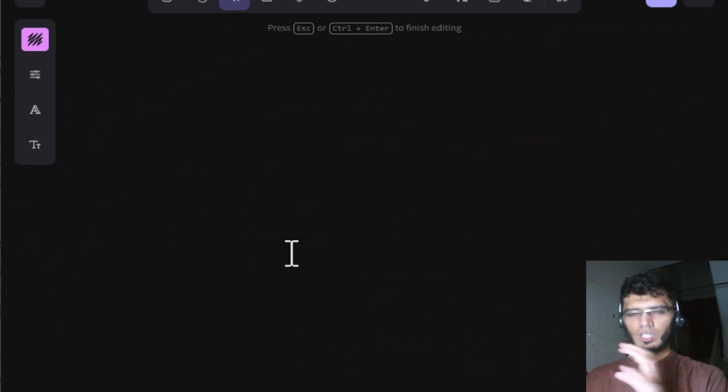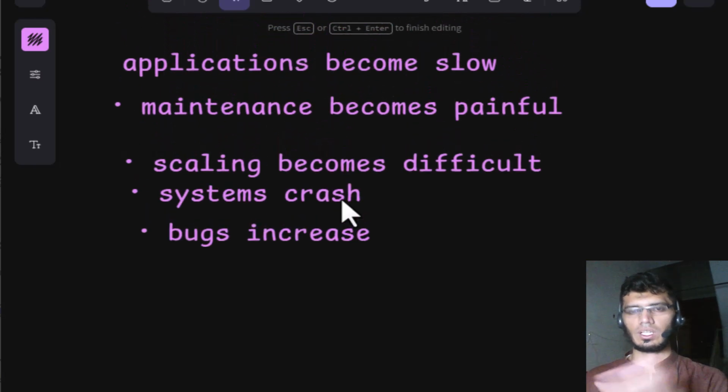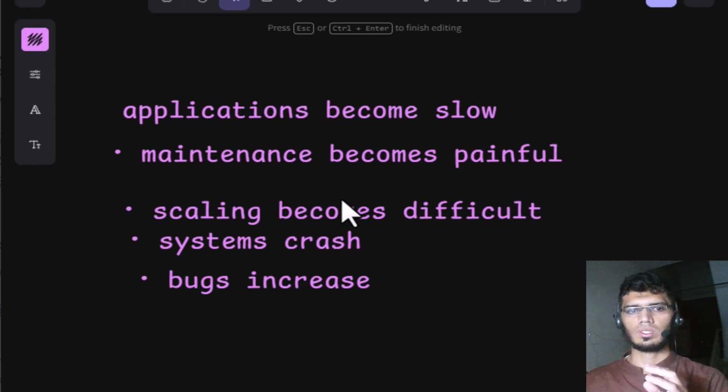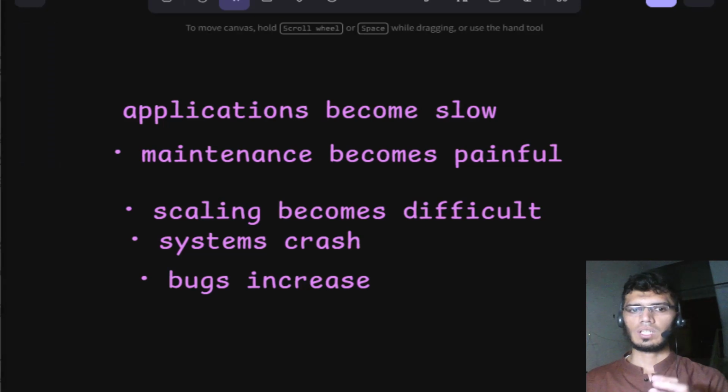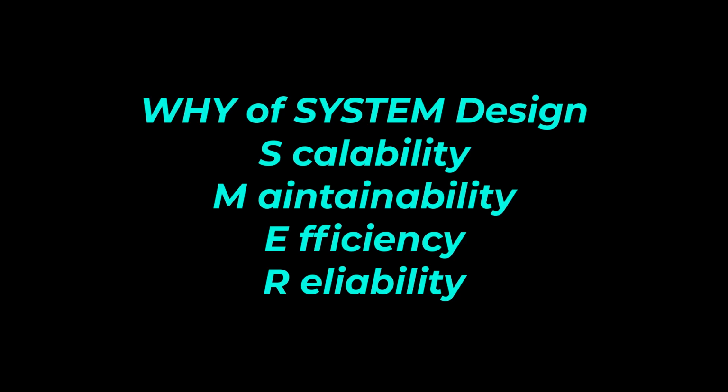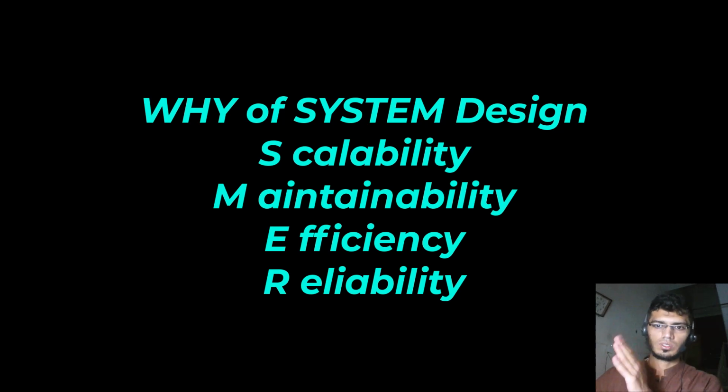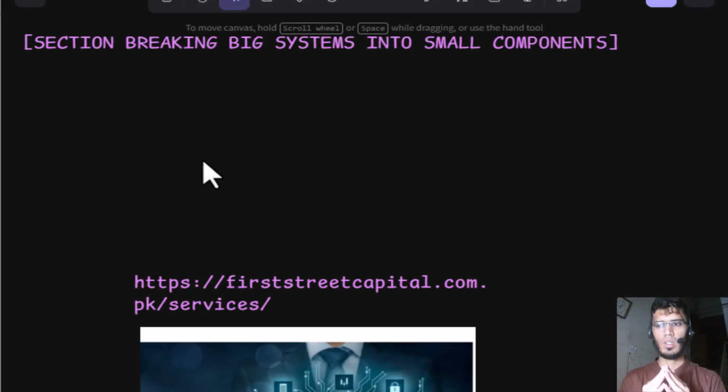Okay, the same thing happens in our software system: without system design, applications would become slow. And second of all, systems will crash, scaling would be impossible, bugs would not be identifiable, and maintenance becomes painful. That is why system design is important, and those are actually the whys of system design: scalability, maintainability, reliability. Remember, SMER.